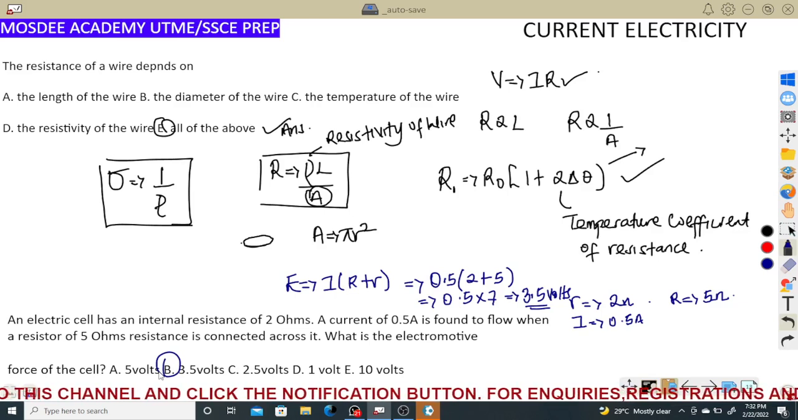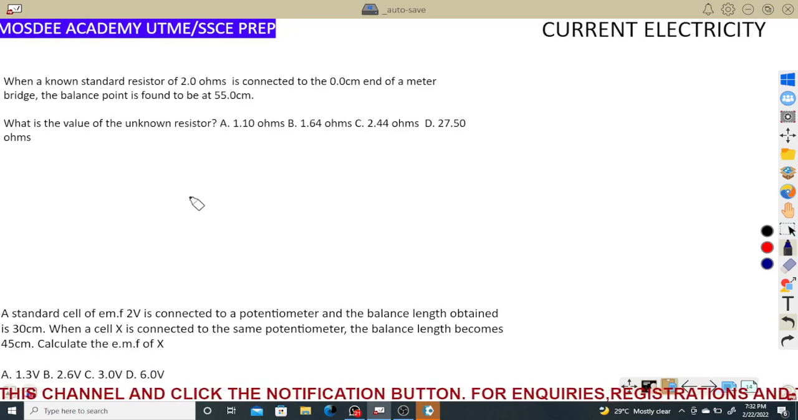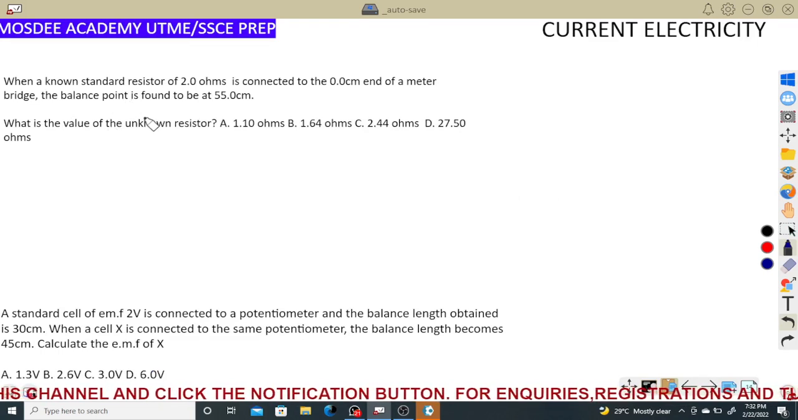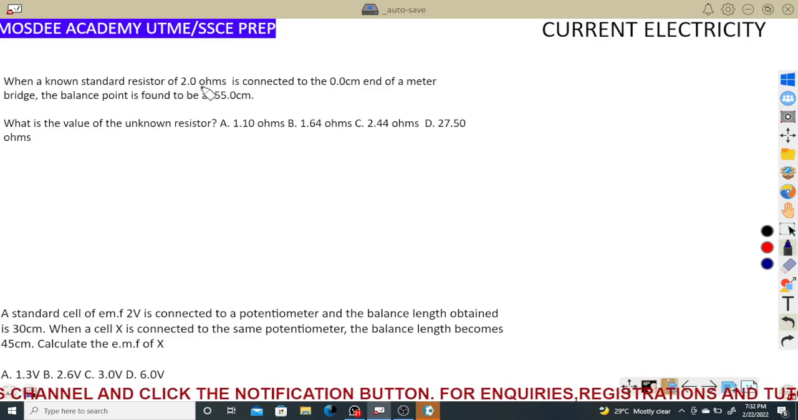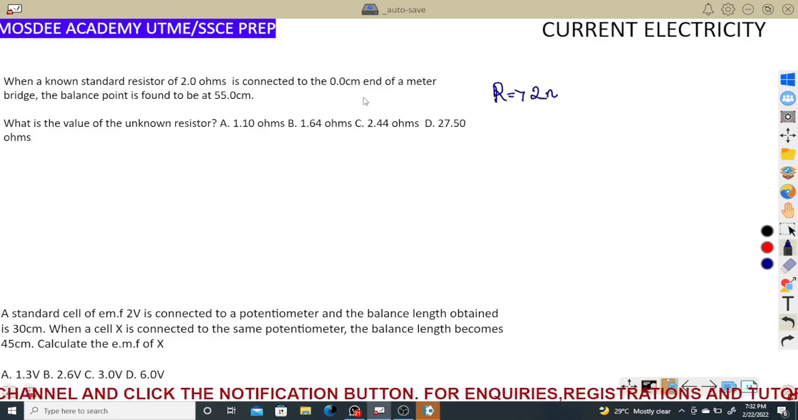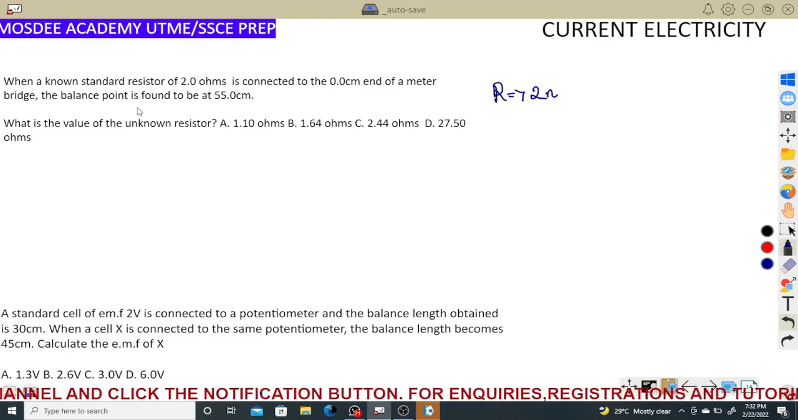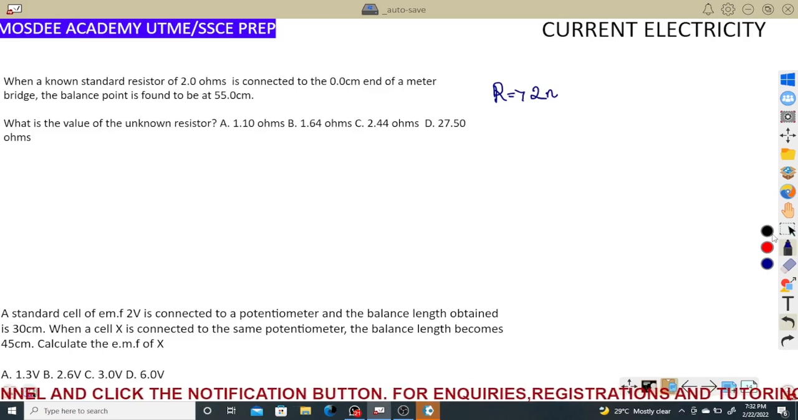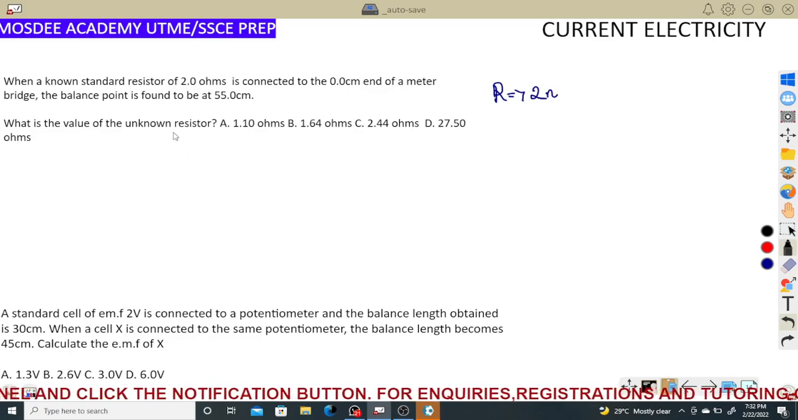So guys, we move to the next slide. Wow, the next slide, still not the last slide. When a standard resistor, please just listen, a standard resistor of 2 ohms, that's the resistance, is connected to the 0.0 end of a meter bridge. Now, that's another good thing. I love that. Connected to the 0.0 end of a meter bridge. I have to draw. I'll just draw anyhow because of time. Then the balance point is found to be 55.0. What is the value of the unknown resistance?